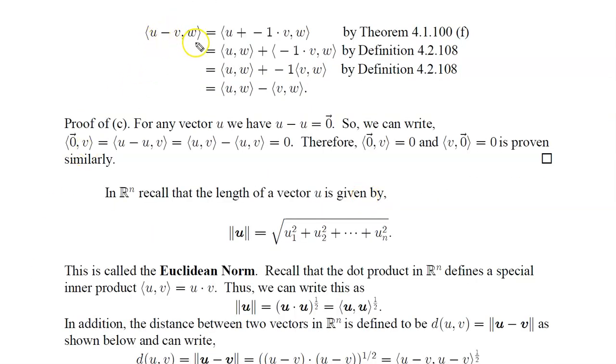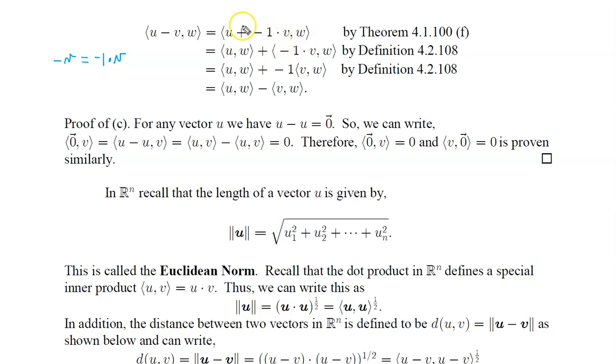So here's the proof of part A. If we consider the inner product of u minus v with w, recall from our study of vector spaces that negative v is equal to the scalar -1 times v. That's by this theorem. So we can write u minus v as u plus -1 times v, comma w.